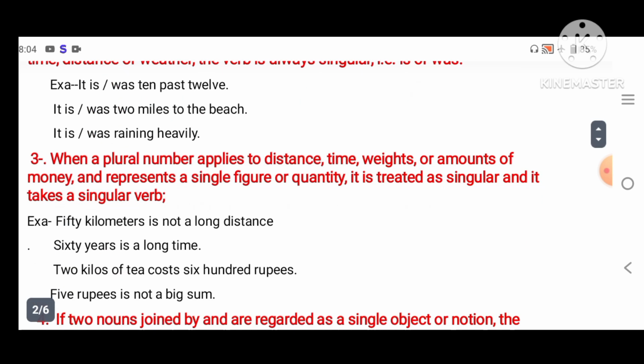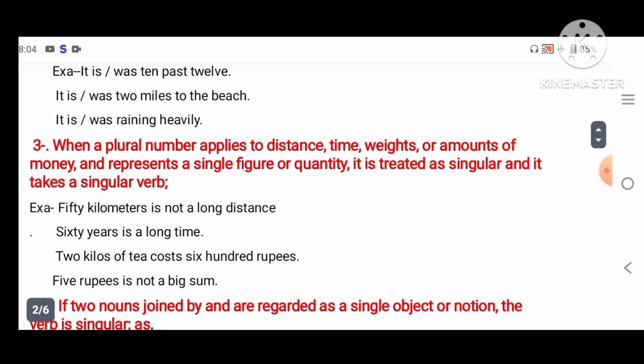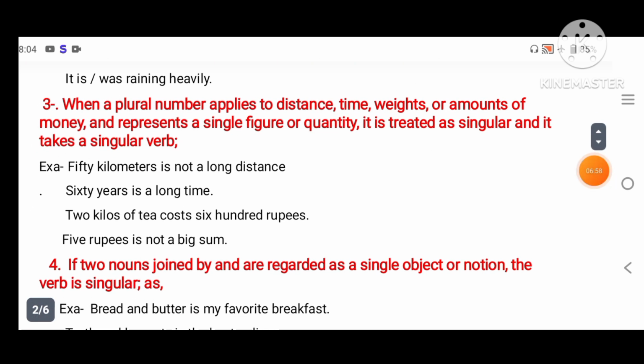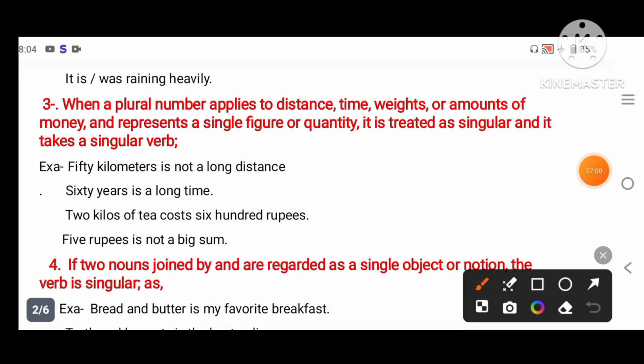So like this. When a plural number applies to a distance, time, weight, money, or persons and represents a single figure or quantity, it is treated as singular and takes a singular verb. Look at this: 50 kilometers, here it is a subject and it is treated as singular, so it will take the singular verb. It is 50 kilometers. This is a singular subject. So 50 kilometers, 2 kilos, 5 rupees: these are plural numbers but used as singular.